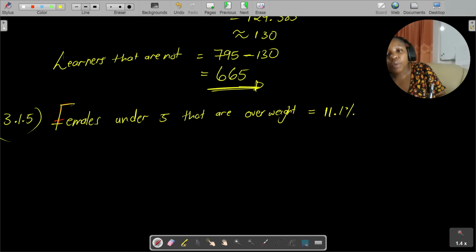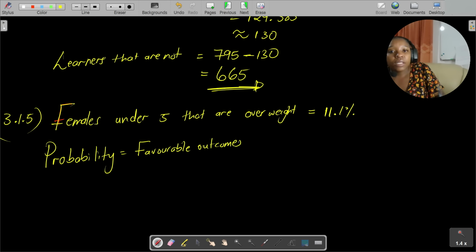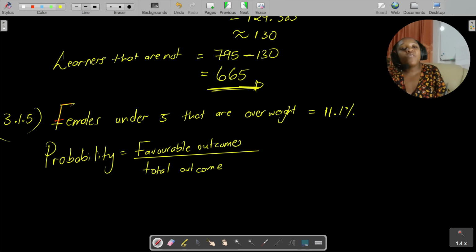All the time when you're calculating probability, start off with the formula. Probability is equal to favorable outcomes divided by total outcomes. In this case, our favorable outcomes is choosing females who are under 5 and not overweight. That's not given to us, because all that's given in this question is females under 5 that are overweight. So to answer this probability question, we need to use the complementary rule.